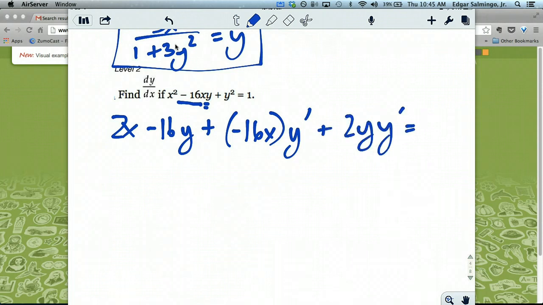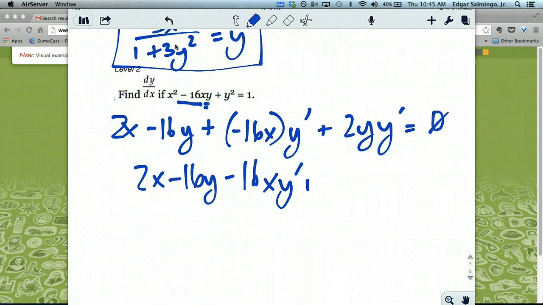And a lot of you made this mistake. I have to take the derivative of 1, in this case is 0. Okay, I know a lot of you, your only mistake was that you left that as 1. That has to be 0. I'm going to simplify this real quick. 2x minus 16y minus 16xy prime plus 2y y prime equals 0. Now the last piece, like we did in the last problem, is just get the y primes on one side, all the non-y primes on the other side, and get y prime by itself.